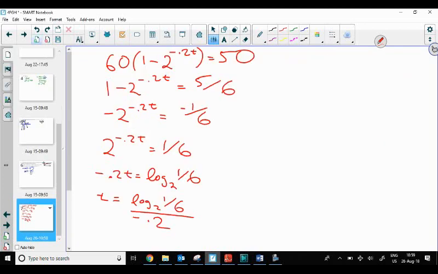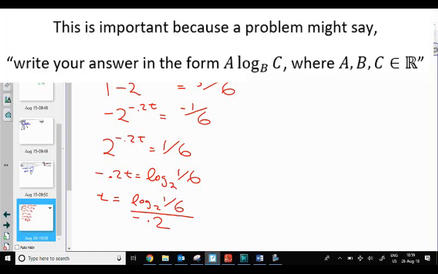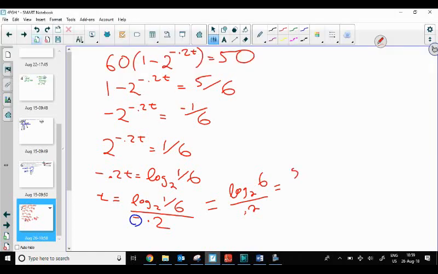So as you can see, solving this equation by hand is kind of messy, and we get this awkward answer of log base 2 of 1/6 divided by negative 0.2. Although I suppose I can do a little bit better than that. I can absorb that negative, first of all, as an exponent on the 1/6. So that can give me log base 2 of 6 over 0.2, and then 0.2 is really just 1/5. So since I'm dividing by a fifth, that could be the same as 5 log base 2 of 6.